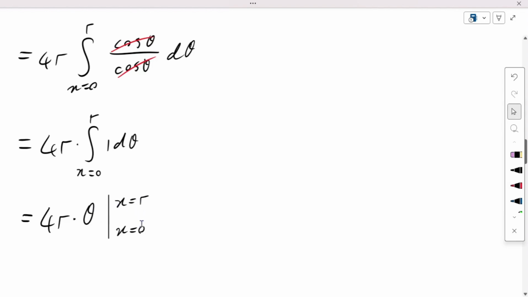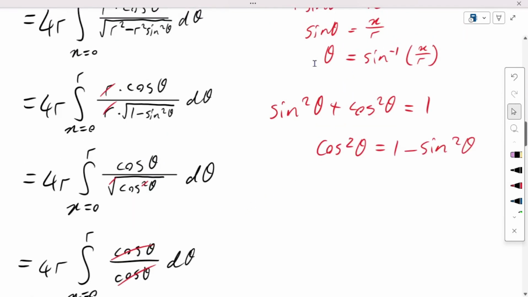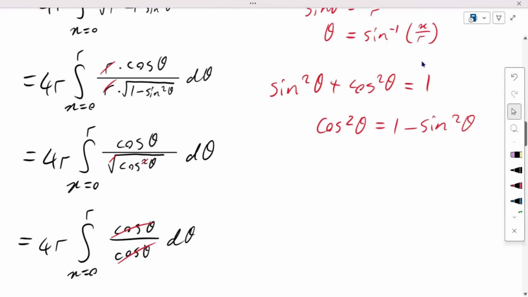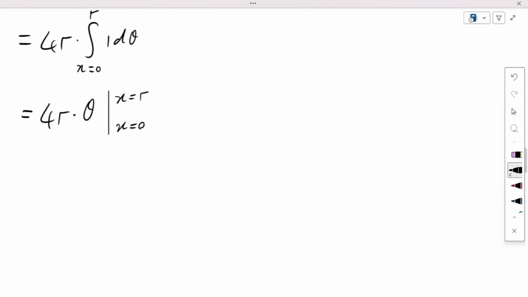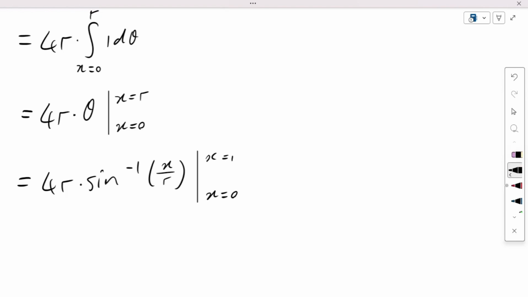Alright, so from here, we need to evaluate. But we have it with x is equal to and not theta is equal to, meaning we need to directly substitute back with theta. So what is theta equal to? We found out what theta was equal to. It is equal to arc sine of x over r. So we're going to write it like this: 4r multiplied by arc sine of x over r, and this is indeed evaluated from x equals 0 to x equals r.